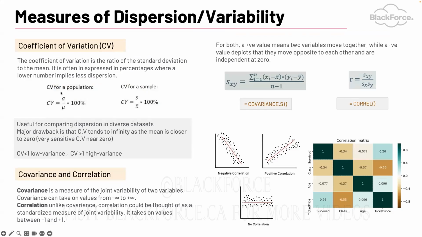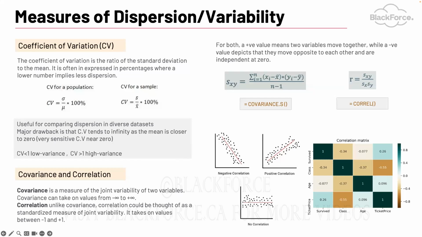Okay, so the next thing we're going to look at is the coefficient of variation. This is just the ratio of the standard deviation to the mean, right? Remember, the standard deviation is the square root of the variance. And when you divide that by the mean, you get the coefficient of variation. Very simple stuff, right? And all this means is a useful way of comparing between different distributions.